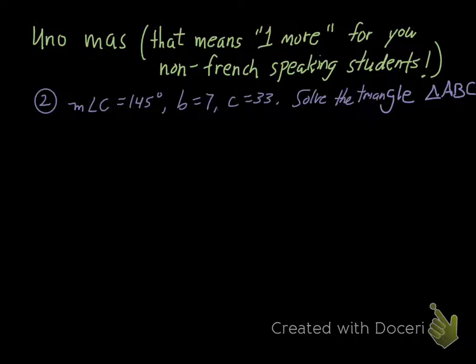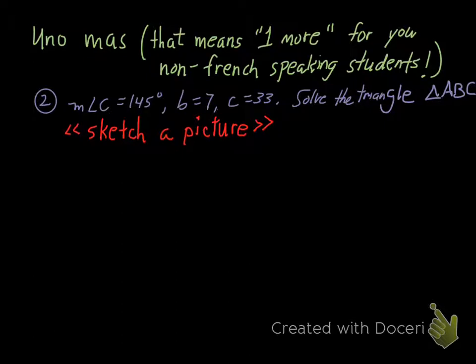The measure of angle C is 145. Side length of B is 7. And side length of C is 33. And I have to solve triangle ABC. Well, the first thing I would do is sketch a picture.